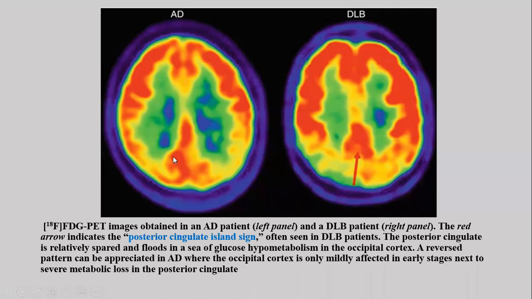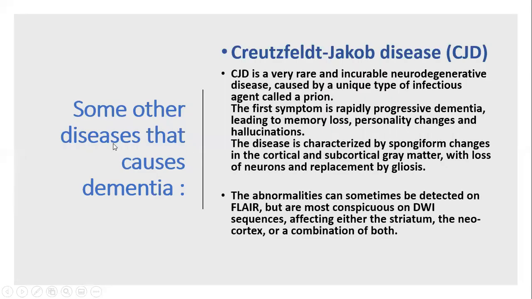While in Alzheimer's disease, a reverse pattern can be appreciated, where the occipital cortex is only mildly affected in the early stage next to severe metabolic loss of the posterior cingulate. Some other diseases that cause dementia.